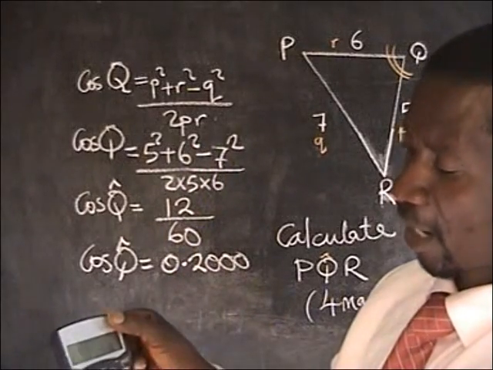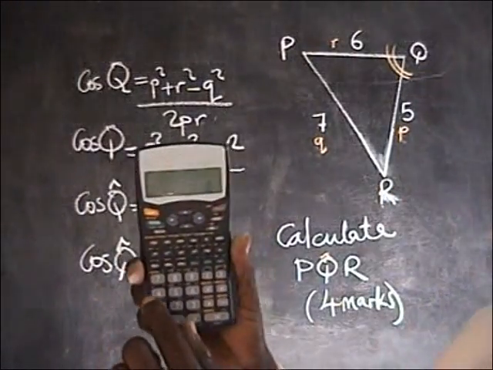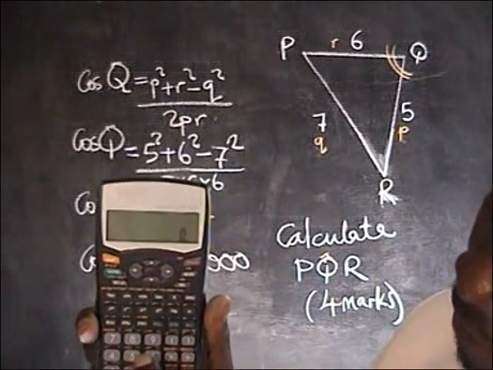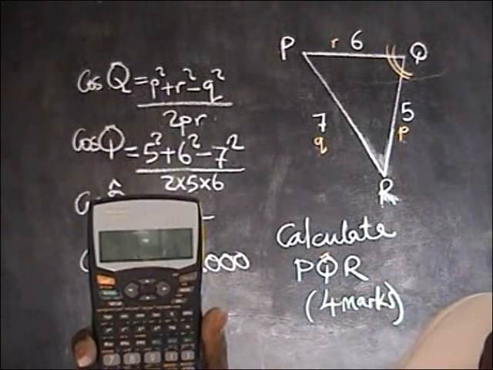Here is the scientific calculator. I make it on. 5 squared. So I have to look at where a 5 is.